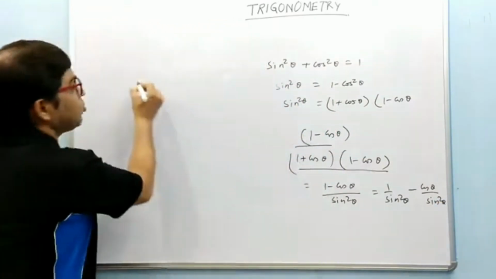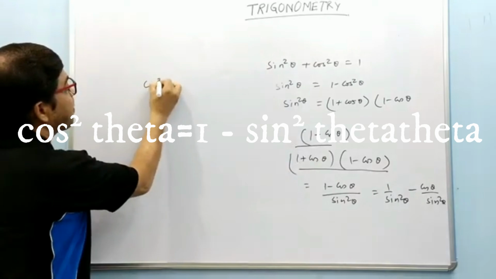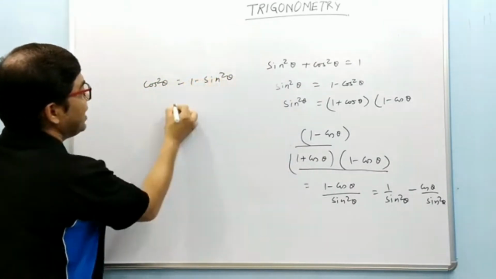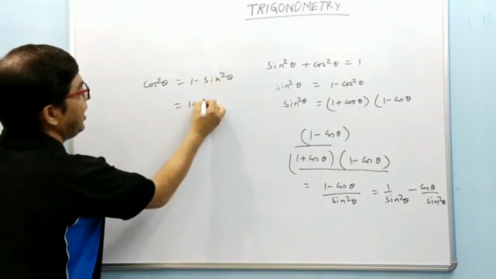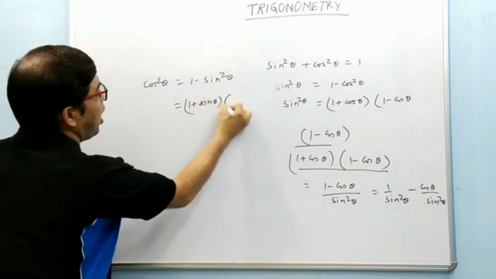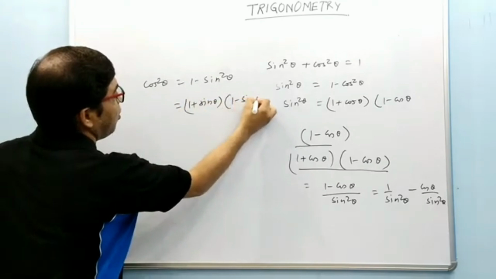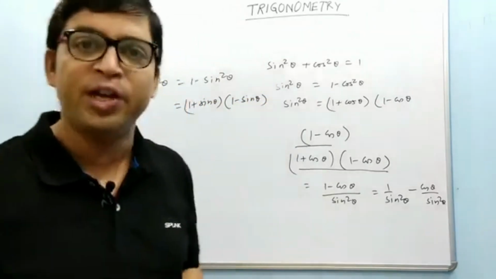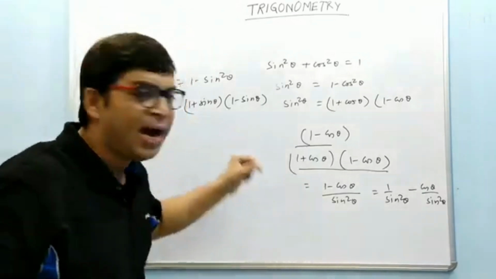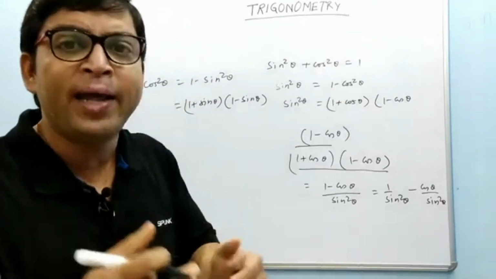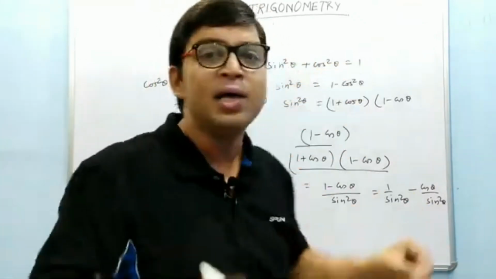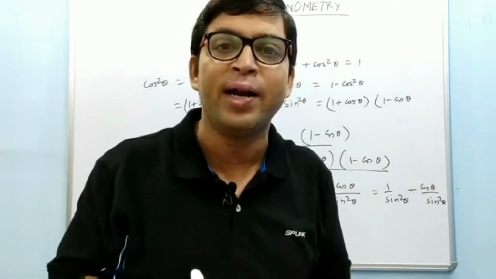Further, we can write cos square theta is equal to 1 minus sine square theta, which can also be written as 1 plus sine theta into 1 minus sine theta. What I am doing here, you know, is a square minus b square, so a plus b into a minus b. So many manipulations we are seeing of the simple formula sine square theta plus cos square theta equal to 1.